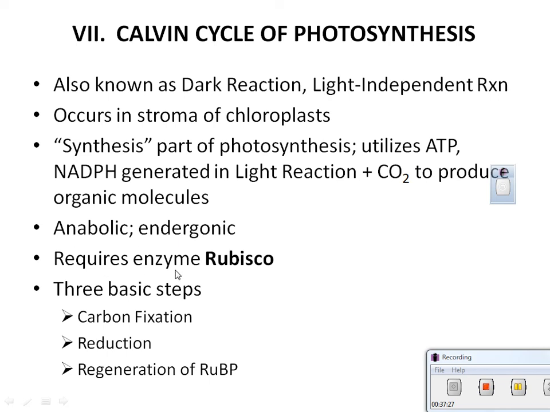There's an enzyme required to do this. It's Rubisco. Not Nabisco, but Rubisco. It's a special little enzyme. And there are going to be 3 steps to the Calvin cycle. Step 1 is called carbon fixation. Step 2 is reduction. Step 3 is regeneration of RuBP. So there's 3 steps to this.